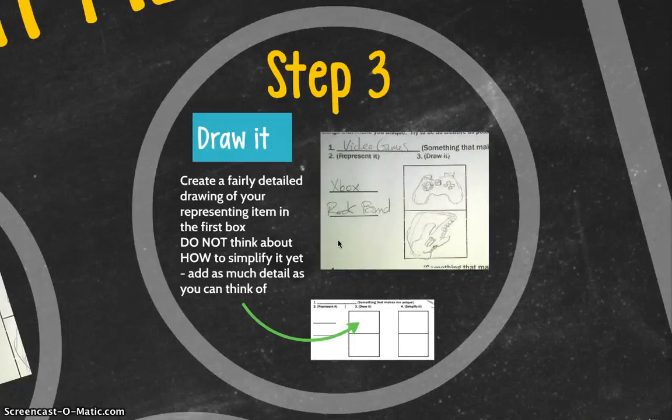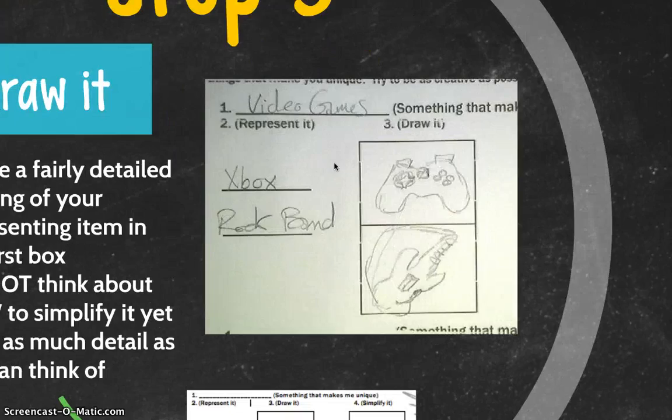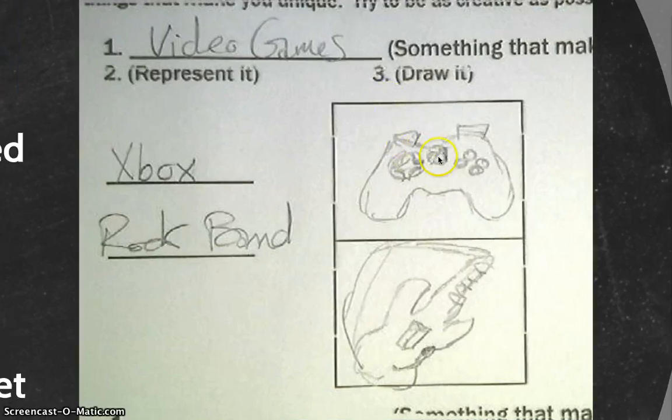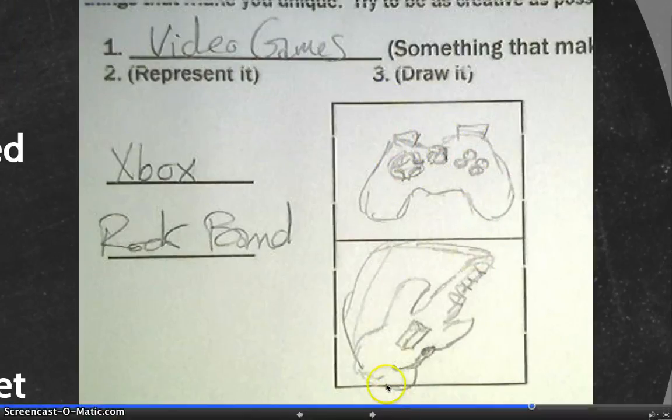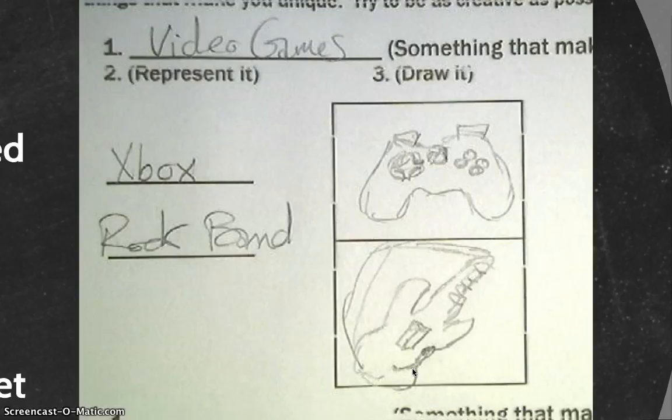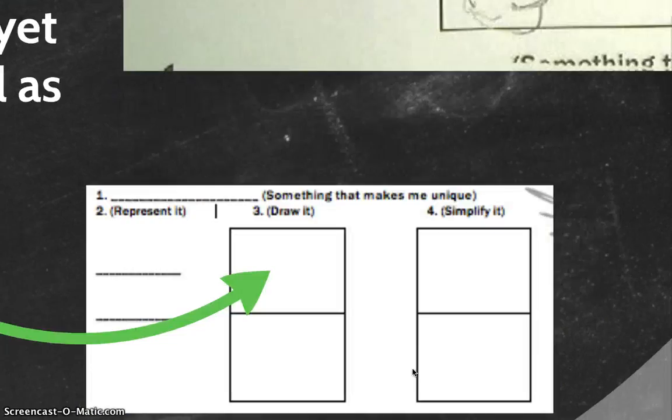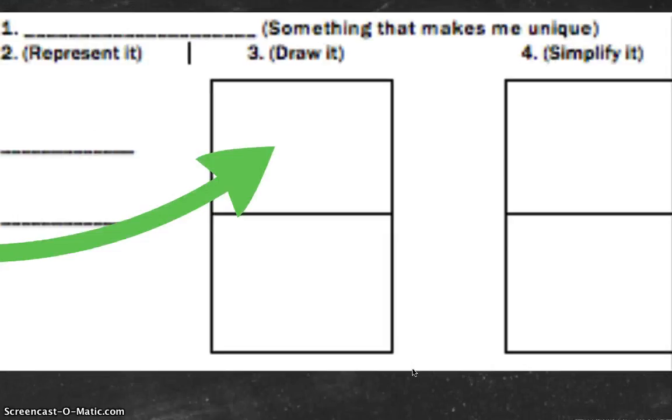Step 3. Now we're going to draw those big ideas. We want these to be detailed. They're drawings. They're not symbols yet. Don't worry about simplifying it. You're going to add as much detail as you can. You can add backgrounds. If you look at mine, I added all these buttons into these controllers. I added the strap onto the Rock Band thing, the little wonky bar, all of that stuff. As much stuff as you can think of, because it's going to be helpful for the next step. So go draw on your worksheet into the first set of boxes.